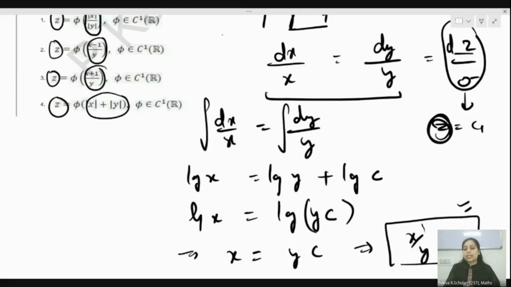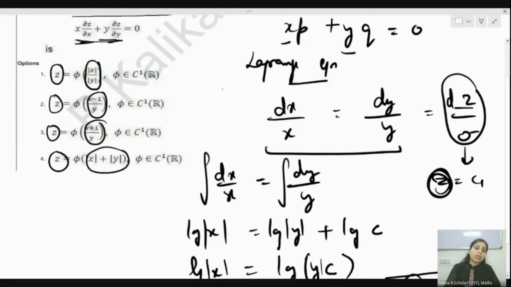So we get x is equal to y into c, and taking the family to one side, it is equal to a constant. So we get x upon y, or we can also write mod, as we are taking logarithm. Logarithm is always done on a positive function. So mod x upon mod y. The option number first gives you mod x upon mod y. This is correct. This is not correct. Is x minus 1 upon y? We do not have this solution. This is also not. This is also not. So the correct option is only the option number first.